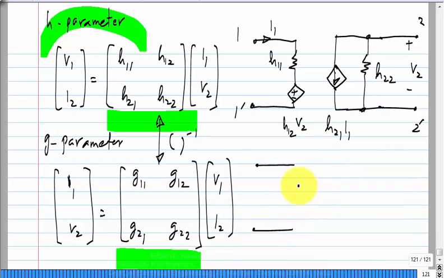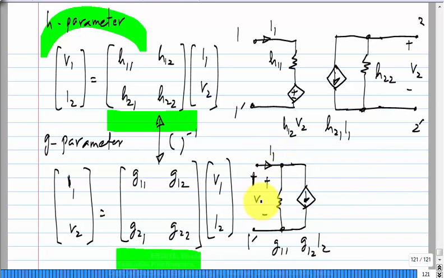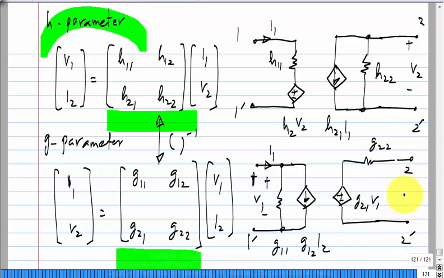And here I would have a parallel combination of conductance G11 and a current controlled current source G12 I2 for port 1, and the opposite, a voltage controlled voltage source G21 V1 in series with a resistance G22 for port 2. So, as I mentioned earlier, I will simply mark either the conductance or the resistance. You take it to be whatever is the appropriate one, okay.